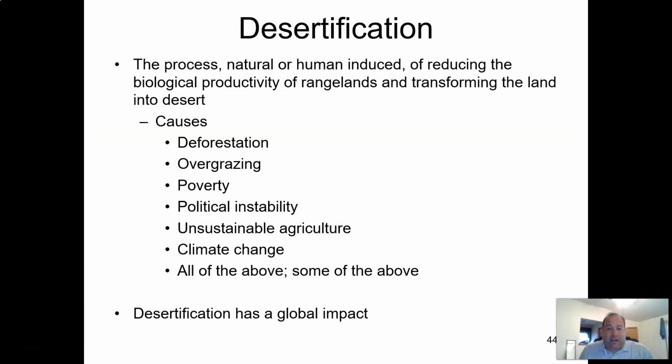So we mentioned this term earlier, but desertification. How would we define desertification? It's the process, either natural or accelerated or human-induced, of reducing the biological productivity of rangelands and transforming those lands into desert. So how does this happen? You can have it through deforestation. You can have it through overgrazing. You can have it through poverty, political instability, unsustainable agriculture, climate change, all the above, some of the above, a combination of things on this list.